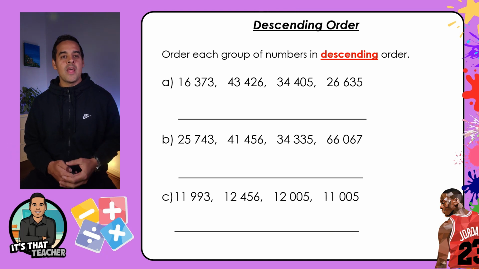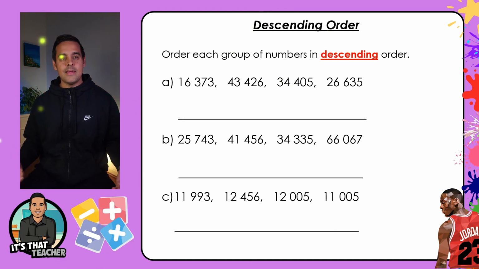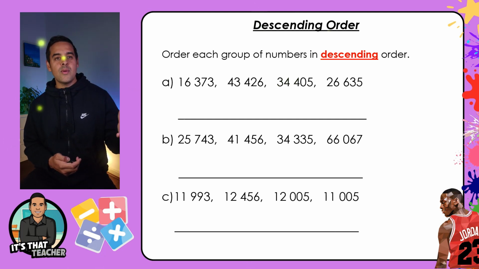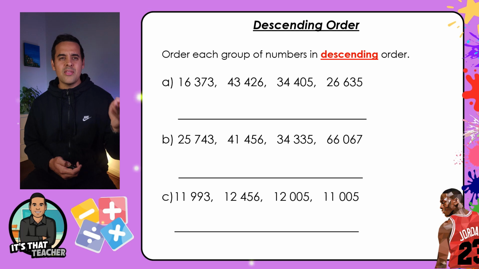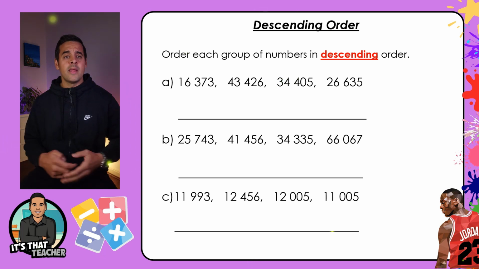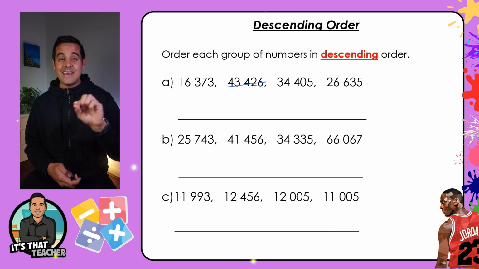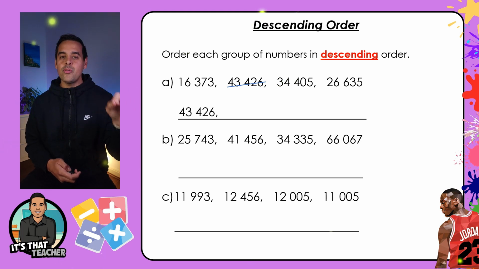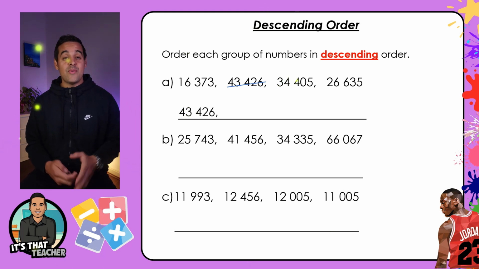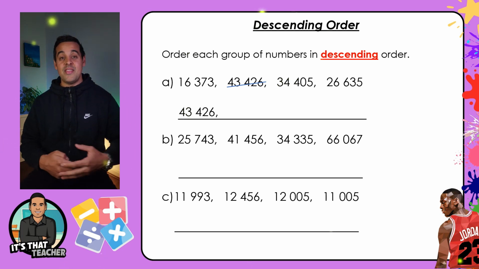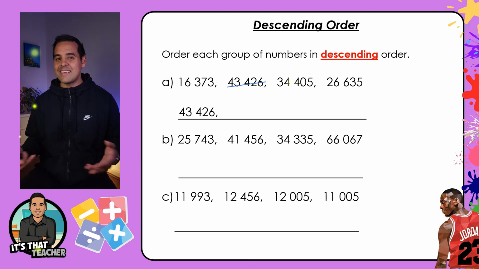So A, the largest number here, we're looking at the tens of thousands column. We don't even have to read the others unless they're similar. So you can see we have 16, 43, 34, and 26,000. 43 is the largest one. Put a nice neat cross and put the number below. Now you can see with this strategy, the beauty is the more numbers you cross off, the easier it gets, because there's less and less options.